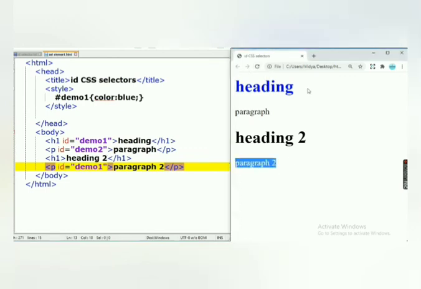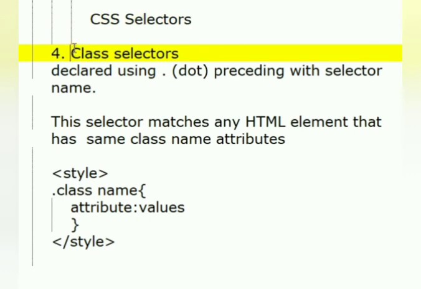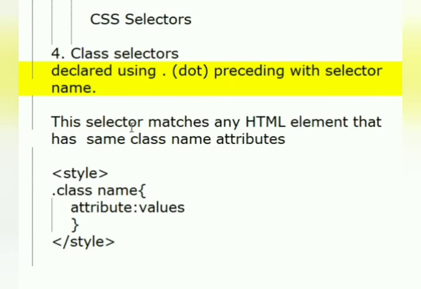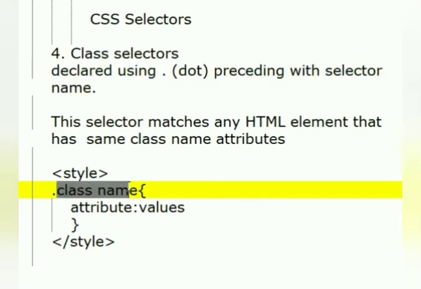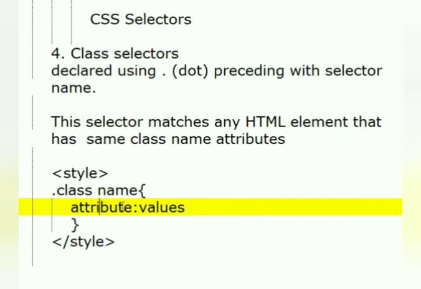So here you can observe we are going to learn about the class selector. This is the next selector of the CSS selectors. This class selector is declared using a dot preceding the selector name. This selector matches any HTML element that has the same class name attribute. We are going to use the name of a class attribute here preceded with a dot operator. Inside this we are going to write different CSS styles. Let's learn this class selector practically.